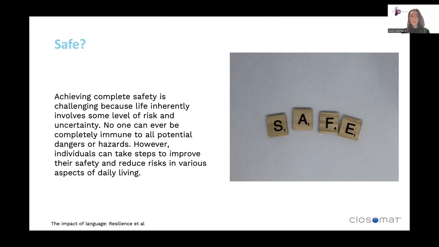But we know as occupational therapists that we can take certain steps to improve safety and reduce risk in daily activities and occupations. So if you're using the word safe in your notes, just have a little think about what other words might be a little bit more appropriate. And actually, are you making anybody safe?